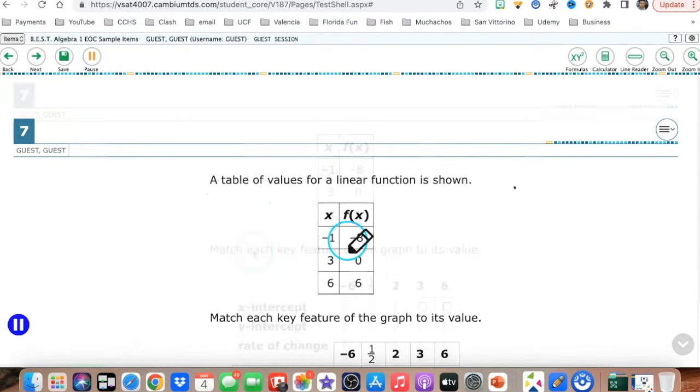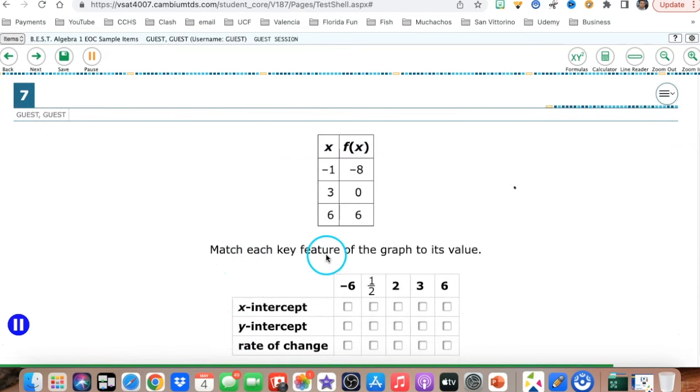Next. A table of values for a linear function is shown. This is linear. Match each key feature of the graph to its value: x-intercept, y-intercept, rate of change. Rate of change is the same as slope. So my slope is y2 minus y1 over x2 minus x1. That's something that we can do right away. We can use any 2 points.